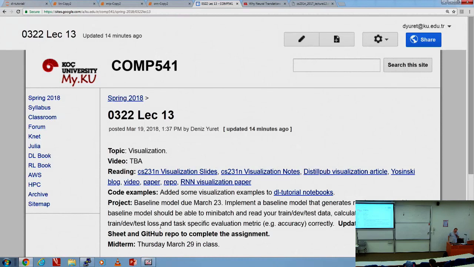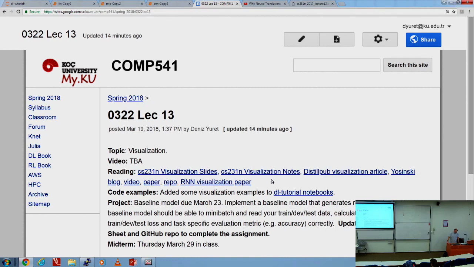Before we get started, there's a bunch of readings that I put up. There are some videos, papers, slides, etc. We're going to go over some of the examples. Some were in the Stanford class, some I just programmed in our little notebooks.